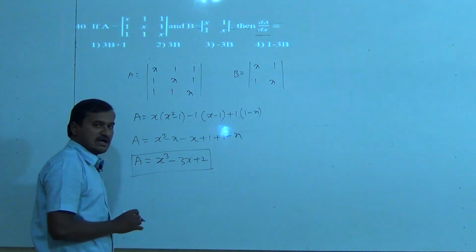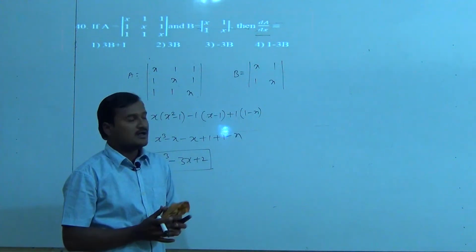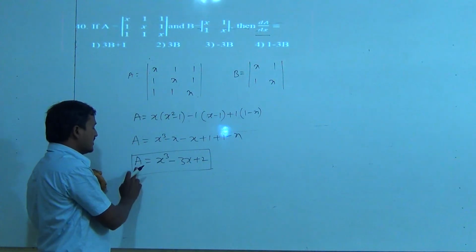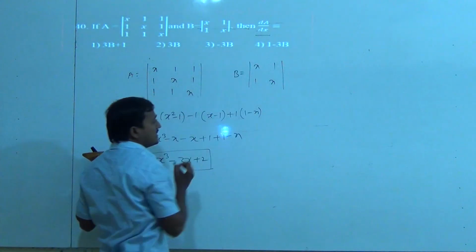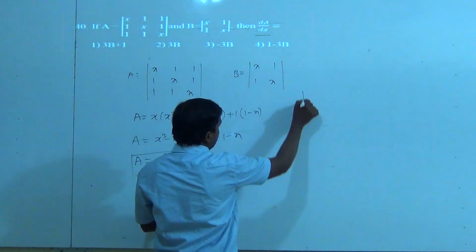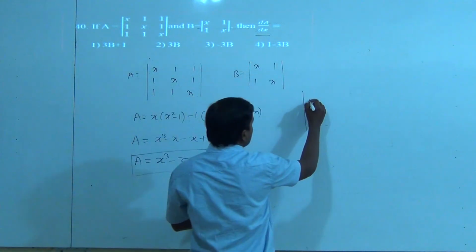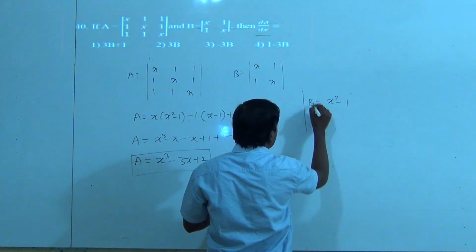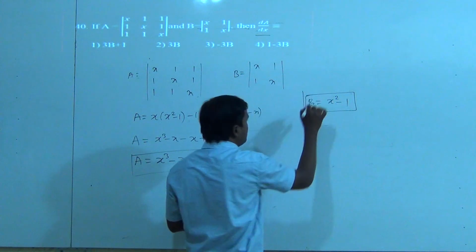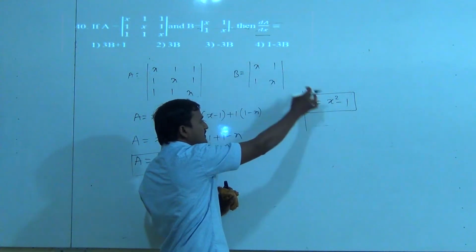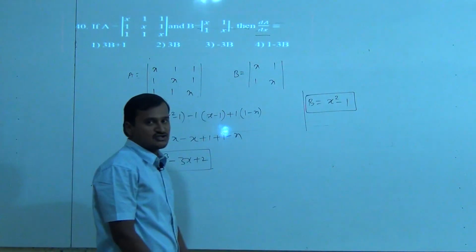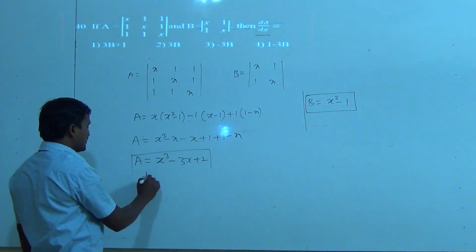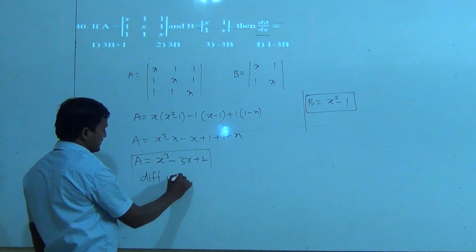Now here I got the value of A after expanding this determinant. Next, I should find dA by dx. Before finding dA by dx, I will simplify B also. B is x square minus 1. So this is the value of B. After expanding this determinant, I got the value of B, that is x square minus 1. Okay. Now I should differentiate this one with respect to x.